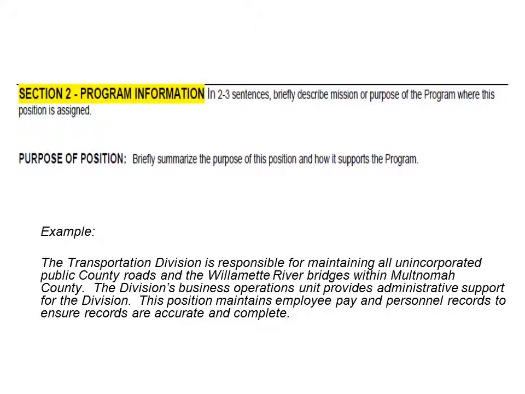In section 2, you will need to briefly describe the overall purpose of the program, as well as the reason this position exists. Here you can see an example of a position located in the Transportation Division. Please be brief and concise in this section. You will be able to go into more detail about the position in the next section.